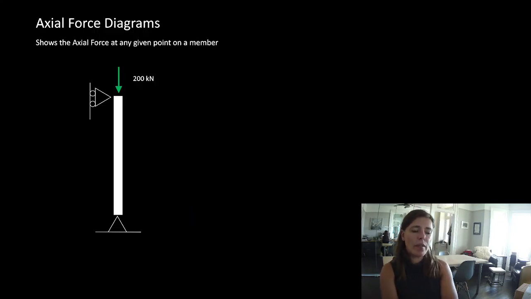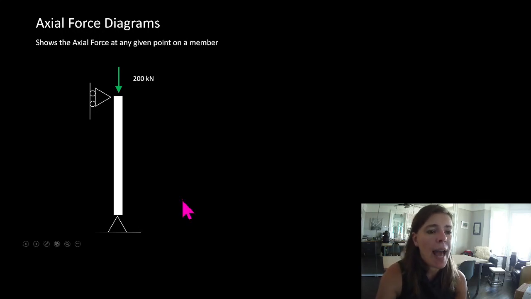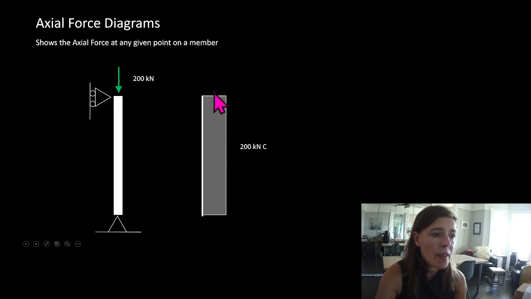Now, the numbers are helpful, but drawing things can be really extra helpful, I find. So let's talk about what an axial force diagram is. If we have a value of 200 kilonewtons coming down on this, we have a roller and a support here. We're saying that we have 200 kilonewtons of force all the way through the length of this member. We could draw our free body diagram. Actually, first, let's solve for our reactions.